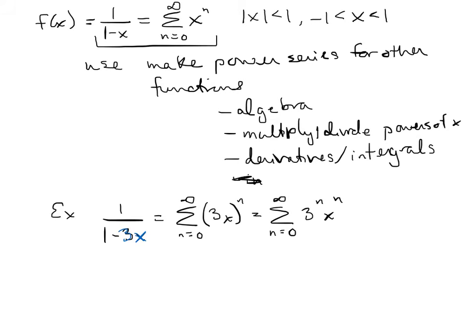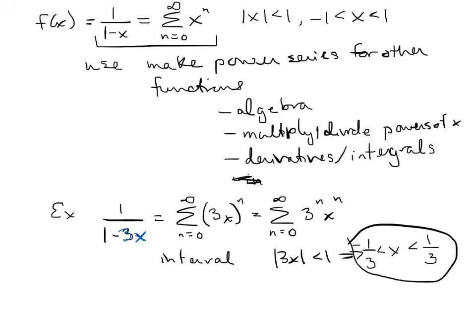And if we wanted to look at the interval, instead of x being less than 1, the absolute value of 3x would be less than 1. And so our interval for this one, x, would be in between 1/3 and -1/3. That would be our interval. So here's our power series, and here's our interval. And all I did there is just take this 3x and plug it into every single x in this formula to figure that out.